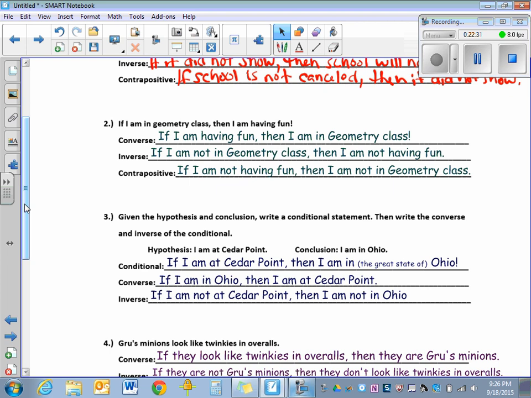Alright, conditional. Our original statement. If I am at Cedar Point, then I am in Ohio. The great state, of course. So then our converse, we switch it. If I am in Ohio, then I'm at Cedar Point. And the inverse, we negate the original. If I am not at Cedar Point, then I'm not in Ohio. Alright? Notice not all those statements are true. You can be in Ohio, but not at Cedar Point. That is possible. And again, we'll deal with truth tables next unit.